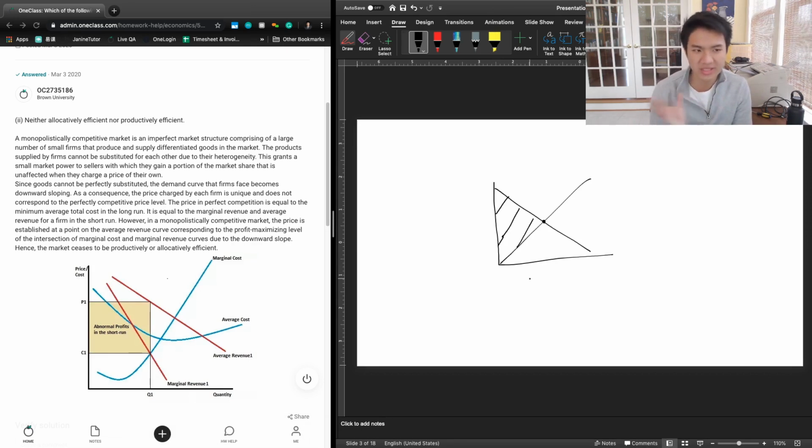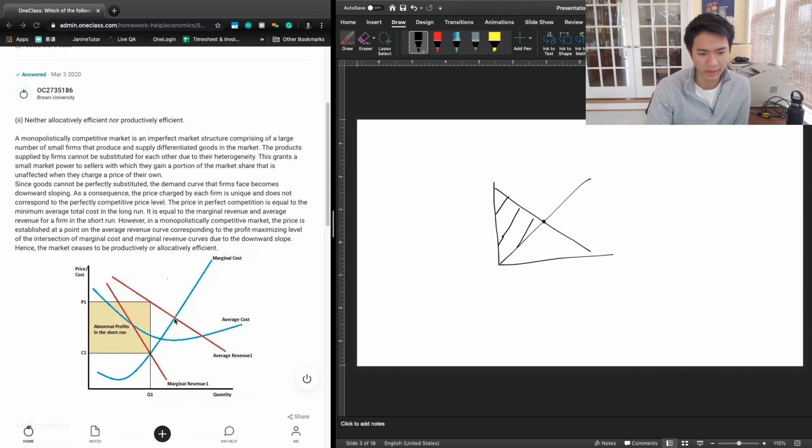Okay, so we know it's not allocatively efficient, but what about productive efficiency? Productive efficiency essentially says that we should be producing at a point in which costs are minimized, so basically where the average cost is lowest. In a regular market, we would see a production point that is at the minimum level of average cost. And we can see here right now that's around here.